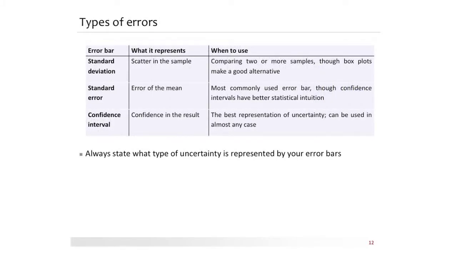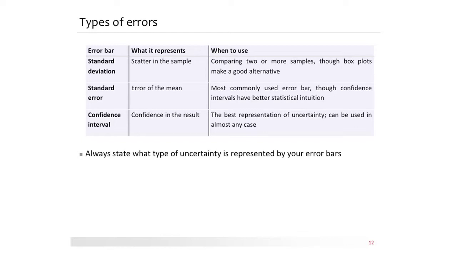Now, I mentioned this before, but it might be worth repeating. What are these errors for? Generally, you are probably going to deal with three types of errors. Standard deviation represents scatter in the sample. And it might be good, for example, for comparing two or more samples. You can plot data or means with standard deviations, and that will show you the level of variability in each sample. Well, box plots are probably a better alternative here, unless you need to plot hundreds of points in one graph. But if you have only a few samples, then box plots are probably better.